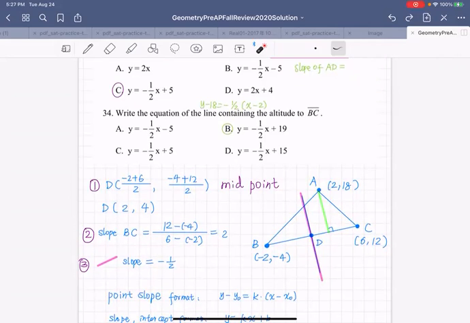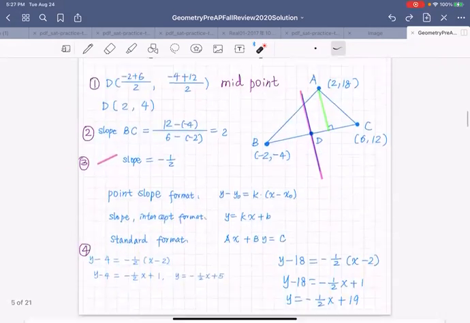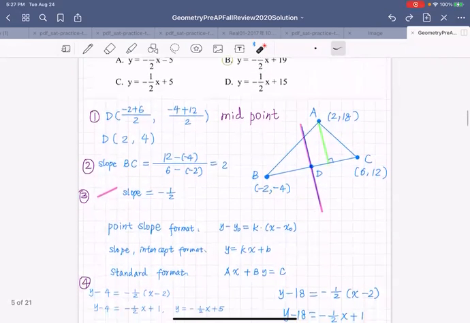What's your answer? Y equals -1/2 x plus 5. There you go. Very good. How do you feel about this question now?